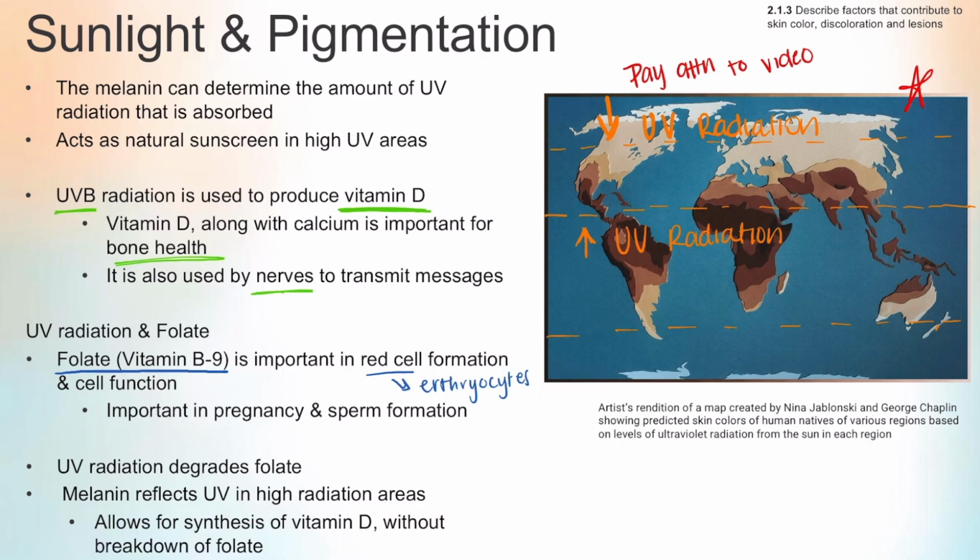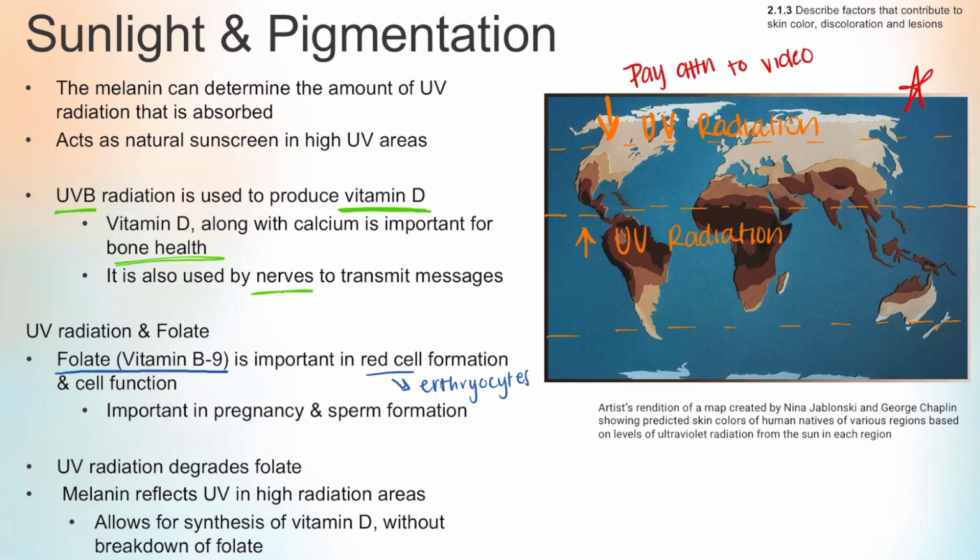So for somebody who is in an equatorial tropical region, we would really encourage them to make sure that they are taking excess amounts of folate. So that way they are replenishing that possible material that is being degraded by their excessive UV exposure.